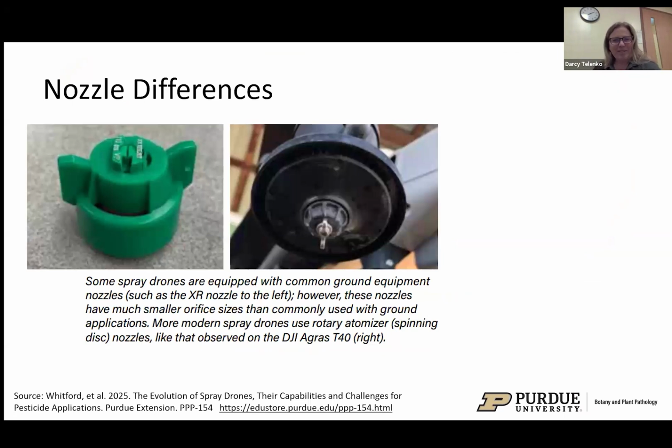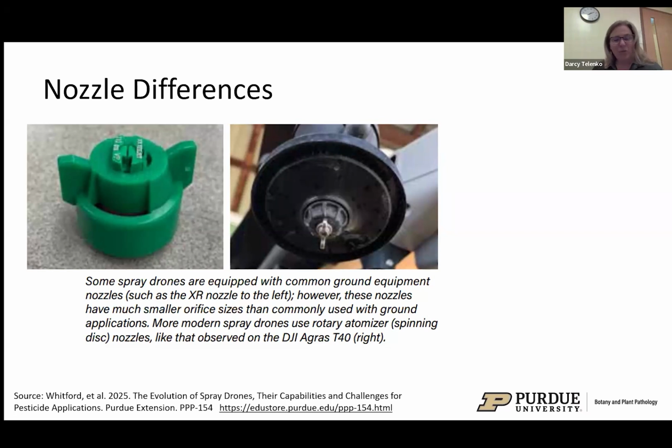One thing that we've noticed that's changed a lot in the last couple of years is the switching of the nozzles that were available. Initially, most of our drones started with the standard nozzles that we use on our ground equipment, like the XR nozzle on the left. But now the newer drones coming out have these rotary atomizers. And so that comes into the question of what our droplet size looks like and how well it is penetrating and staying in that crop canopy?